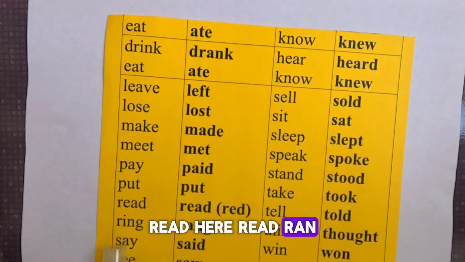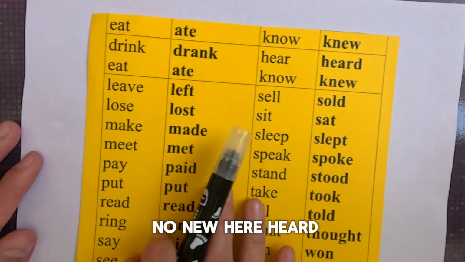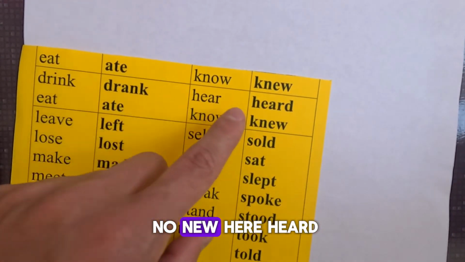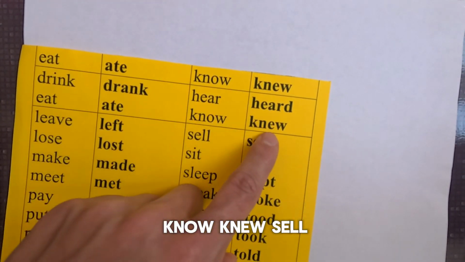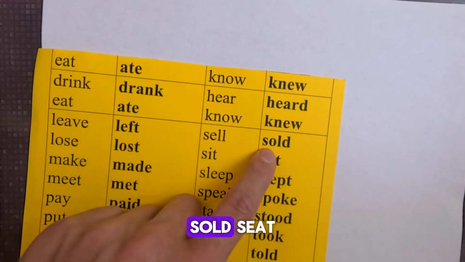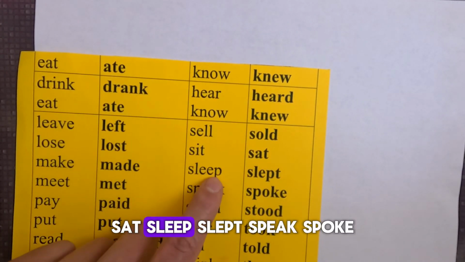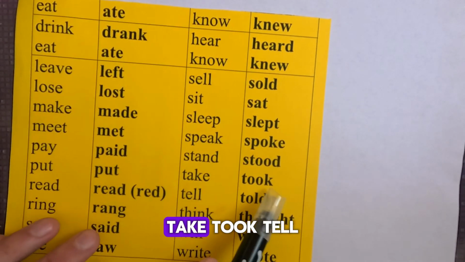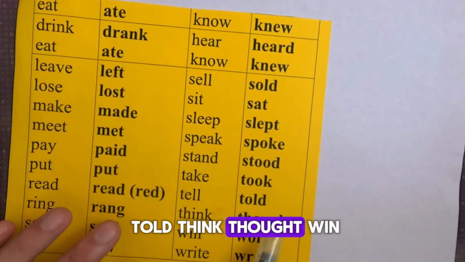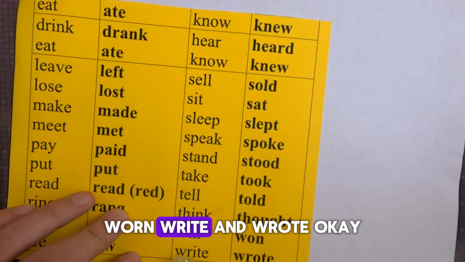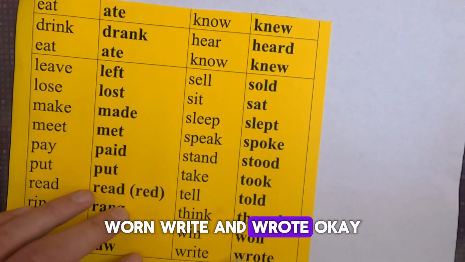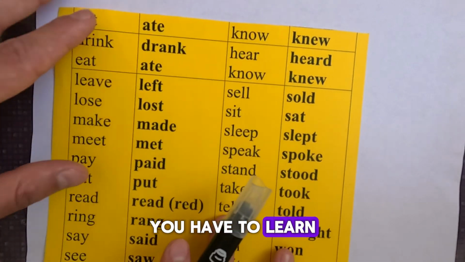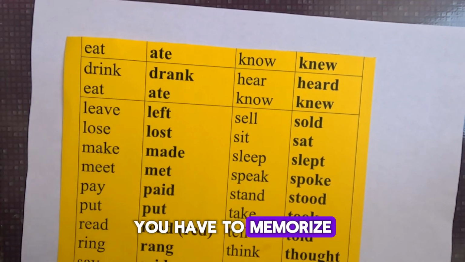Run, ran. Say, said. See, saw. Know, knew. Hear, heard. Sell, sold. Sit, sat. Sleep, slept. Speak, spoke. Stand, stood. Take, took. Tell, told. Think, thought. Win, won. Write, wrote. Okay, you have to learn them by heart. You have to memorize them.